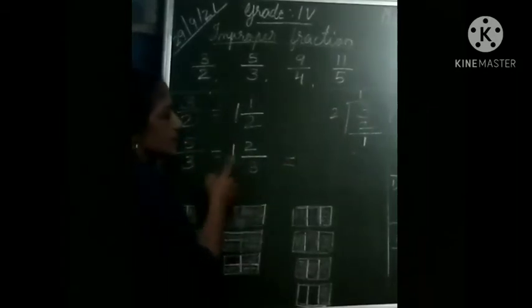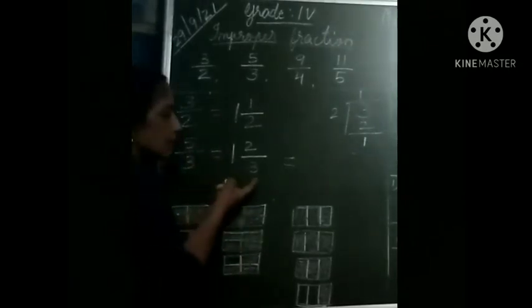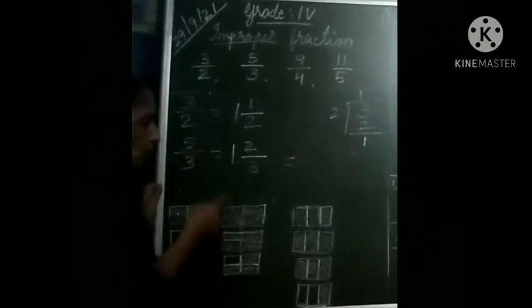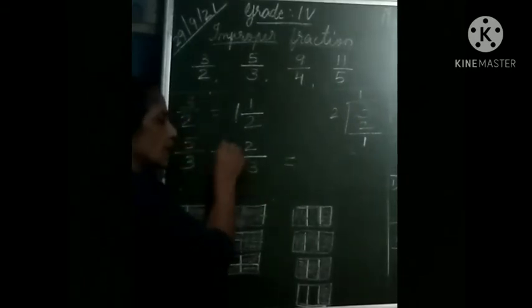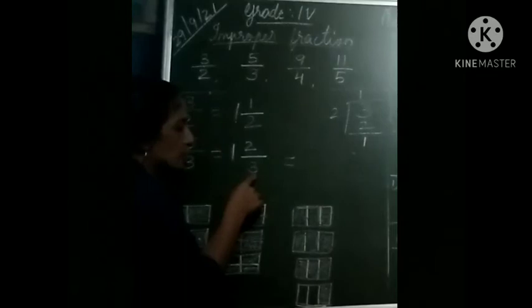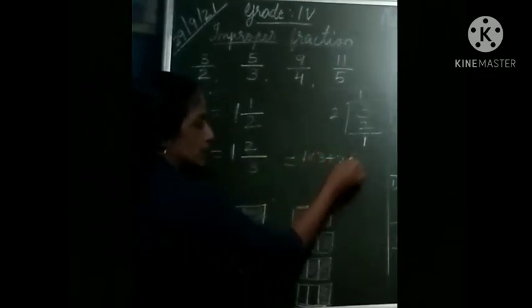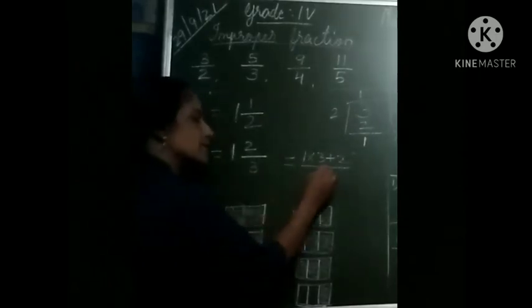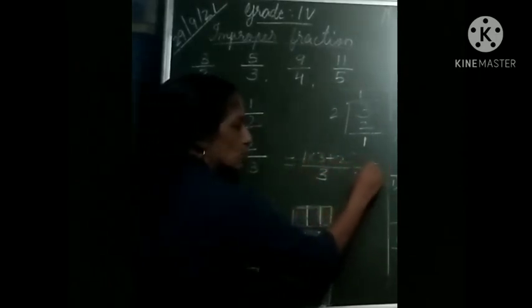Then can I change this mixed into improper? Improper can become mixed, so mixed can definitely be made improper. How? We multiply 1 into 3. We do the multiplication. Whole part and denominator multiply. 1 into 3. Then you add the numerator, divided by the same denominator 3. 1 into 3, 3. 3 plus 2, 5. So you got 5 by 3.